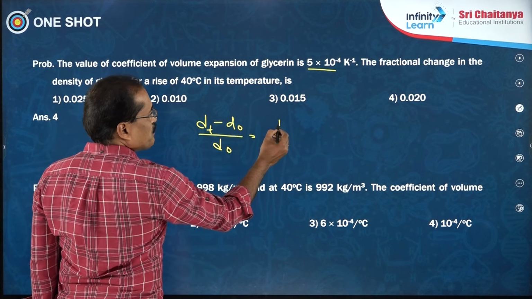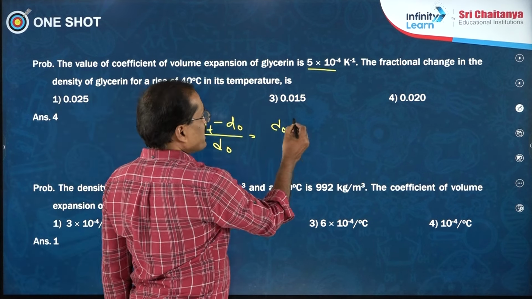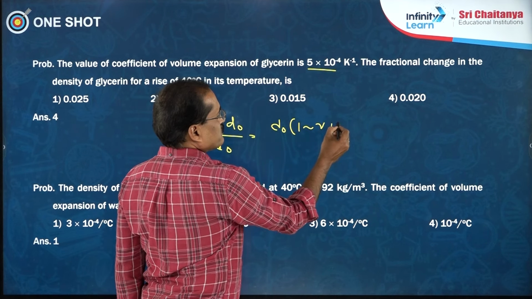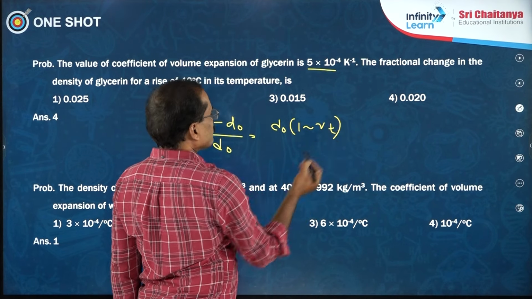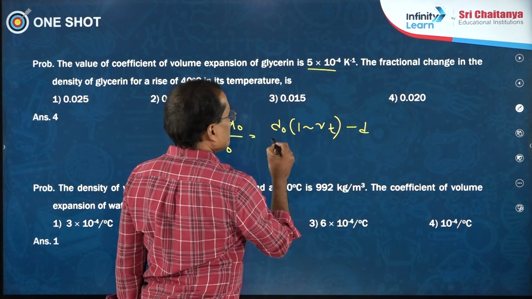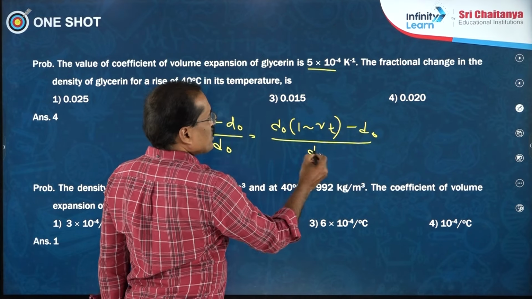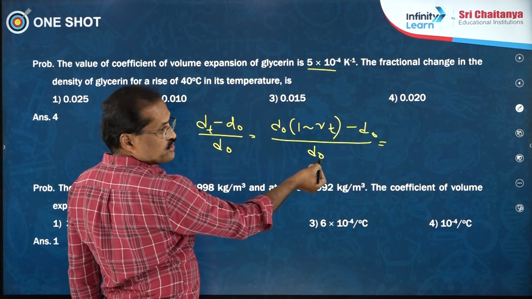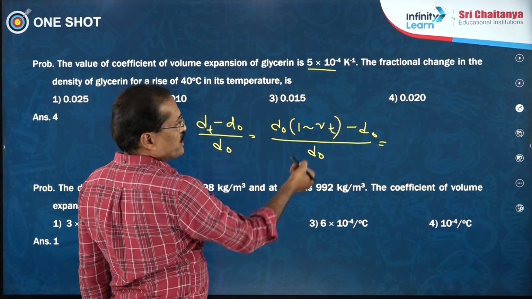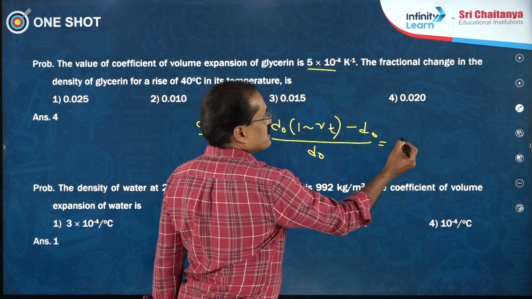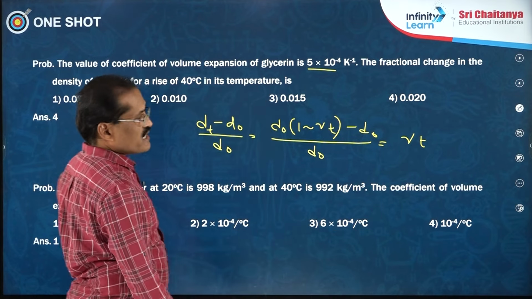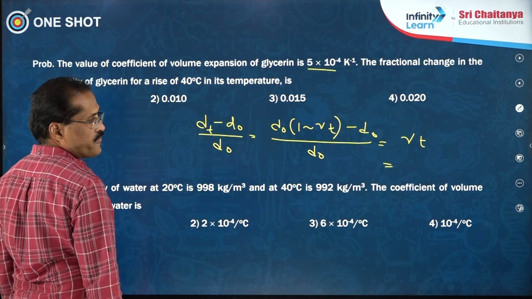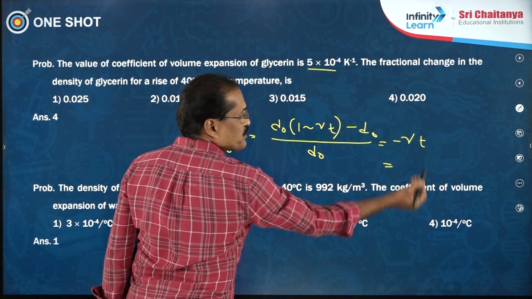I am writing dt is approximately equal to 1 minus gamma delta T minus d0 by d0. You take the d0 common and it gets cancelled. You can observe that clearly with the cancellation here, and in that case gamma t will be there. So once it is gamma t, you can calculate how much is the fractional change, and here the density decreases, therefore you are getting a minus.